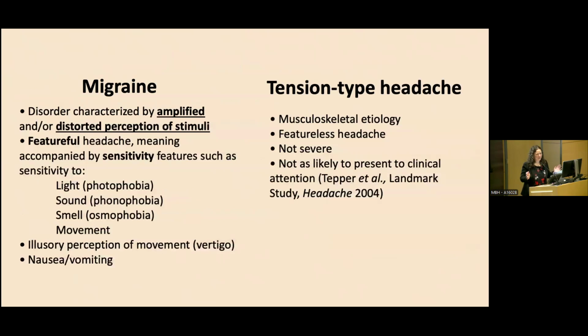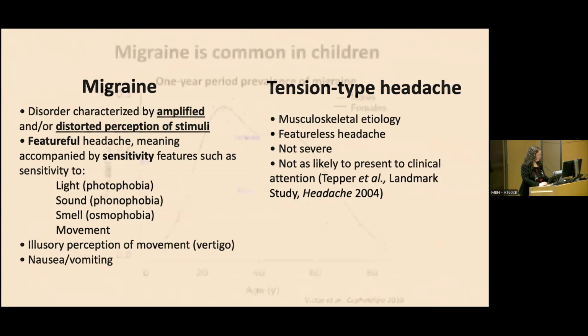And when you go through this systematically, it is really clear whether you're dealing with something like migraine, which is much more than a headache disorder. It's really, I think, best thought of as a disorder of amplified and distorted perception of stimuli, whether they're external stimuli or internal stimuli, versus tension type headache, which is a musculoskeletal problem and doesn't have any distortion of stimuli.